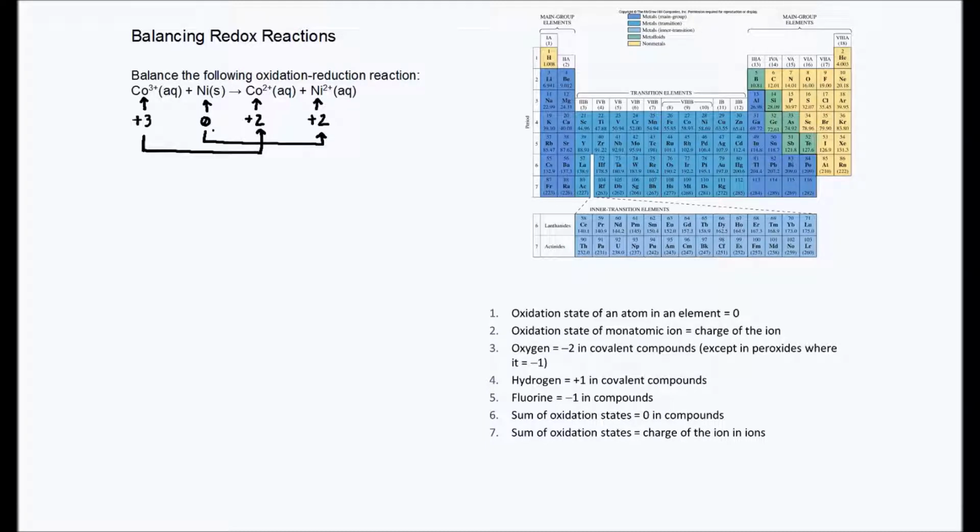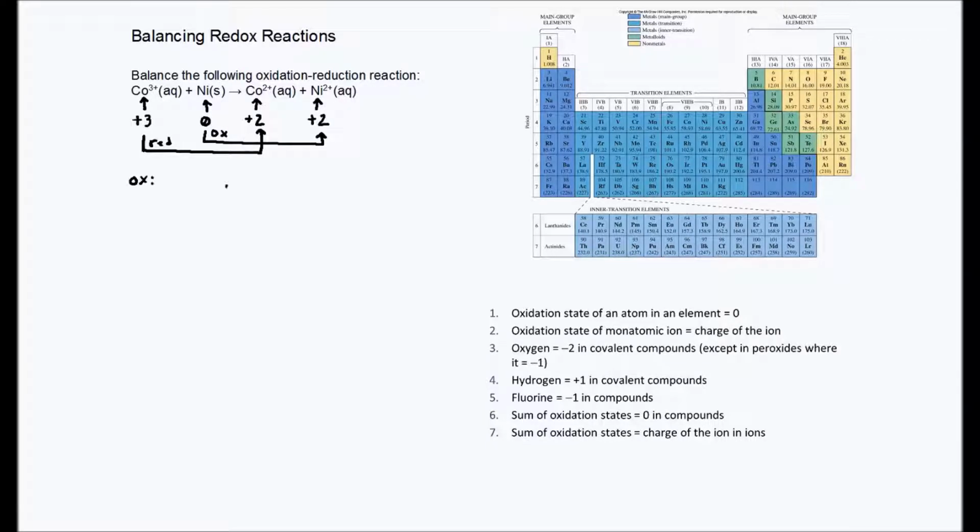So what's happening? Nickel, 0 to plus 2, is gaining oxidation state. It's losing electrons. It is, therefore, oxidation. Cobalt, plus 3 to plus 2, is lowering its oxidation state. It's gaining electrons. Reduction. Again, pull apart my oxidation and reduction steps.